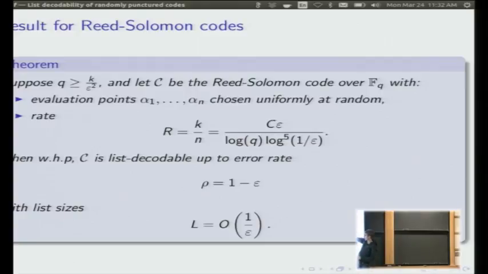So this is kind of an ugly expression. The thing that I would like to highlight is that there's an epsilon here, not an epsilon squared. And I'll come back and talk about this log junk in a minute, which should not be there. Right, so ignoring log junk, the rate can be like epsilon. And then with high probability, C is list decodable up to error rate 1 minus epsilon with list size linear in 1 over epsilon. So that's the theorem.